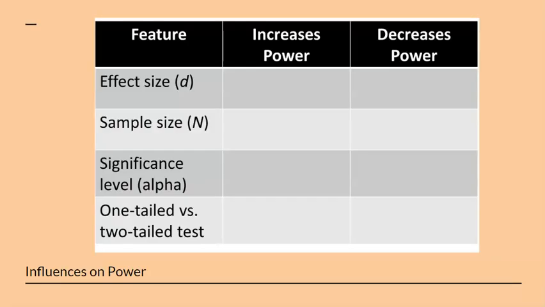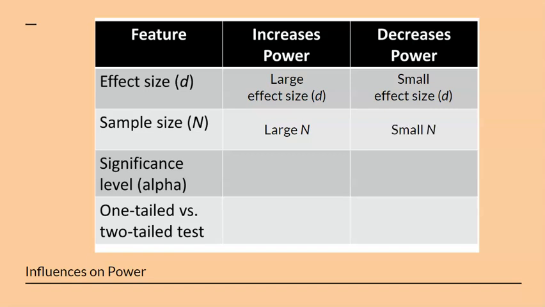Researchers must consider several factors to increase the strength or the statistical power of their study. These influences include effect size, sample size, significance level, and the type of hypothesis test. For effect size, or Cohen's d, a researcher will want a large effect size to increase power, because a small effect size will decrease power. Similarly, a researcher will want to recruit a large number of participants to increase power, because a small sample size will decrease power.